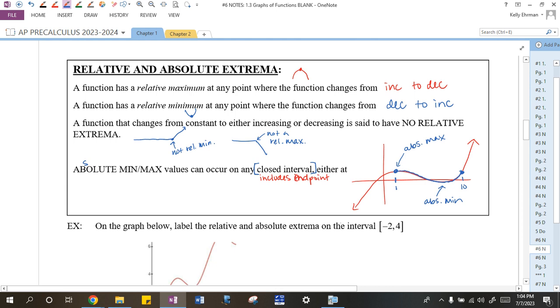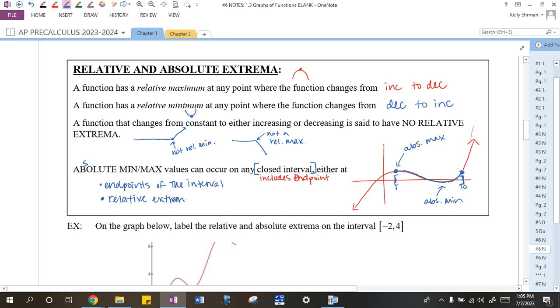But if I expand it to the whole thing, is there an actual ceiling, highest point on the entire graph when it has these arrows off to the end? No, this goes on forever. No actual minimum point. This goes on forever. But if I close the interval and say, just look here, positive 1 to 10, there we have an absolute max and an absolute min. These absolute min and max values can occur either at endpoints of the interval or relative extrema.